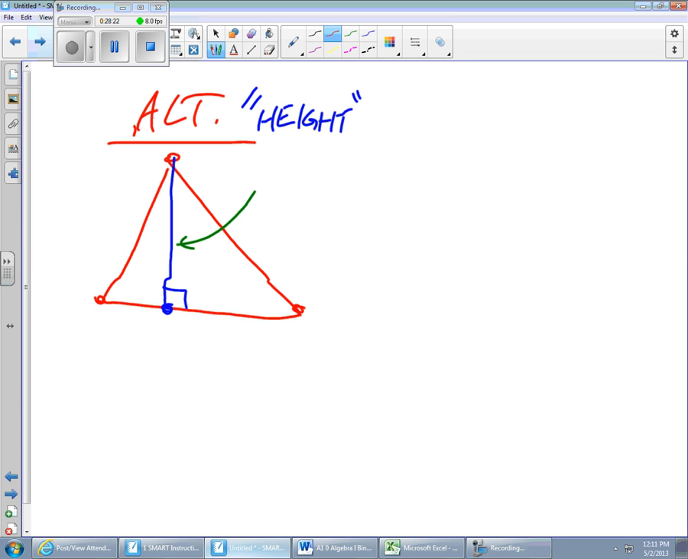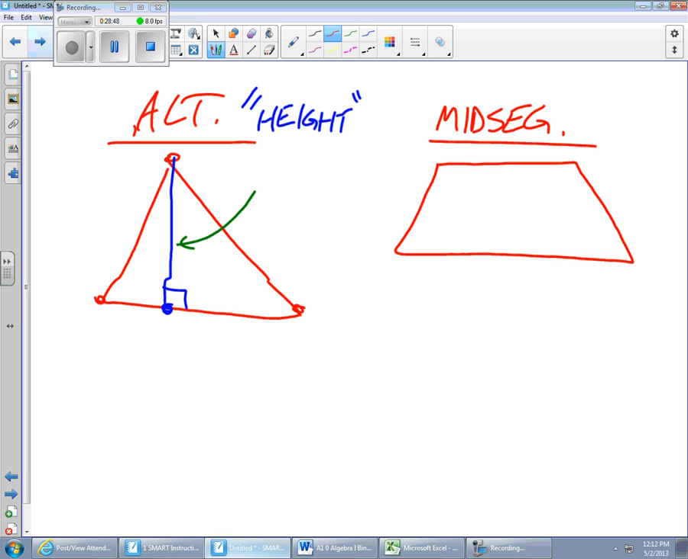Next term I've got is mid-segment. Now, mid-segment is often confused with a median of a trapezoid that we were talking about a moment ago. As a matter of fact, if you were to look at a mid-segment of a trapezoid, you would end up with exactly the same thing that we ended up with a moment ago. Now, there's only one thing that really goes differently with a mid-segment. Okay, and that is this.